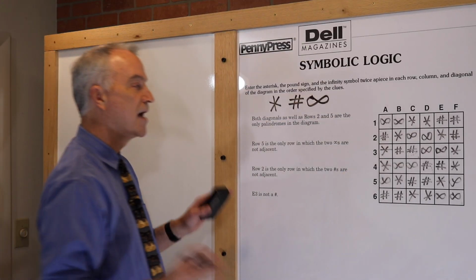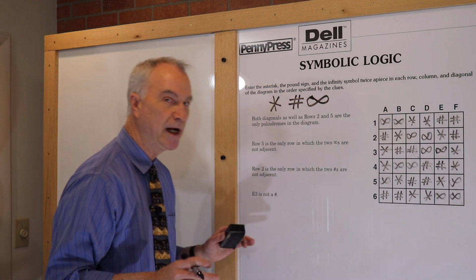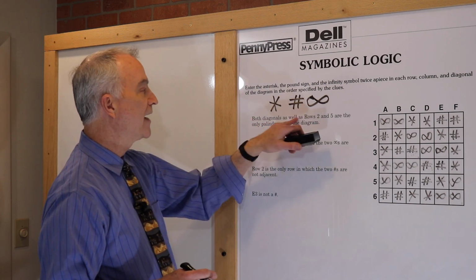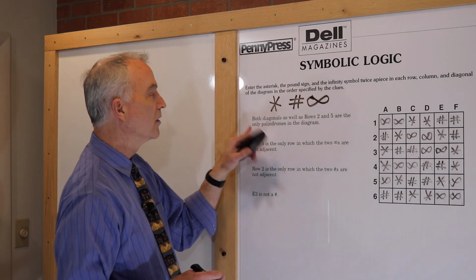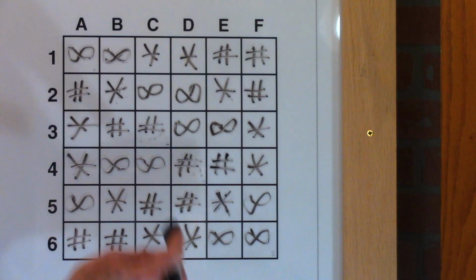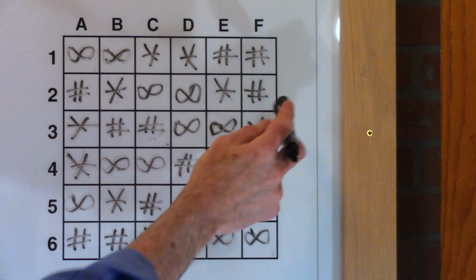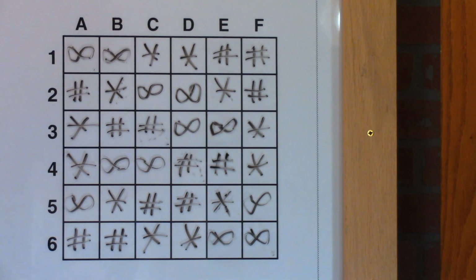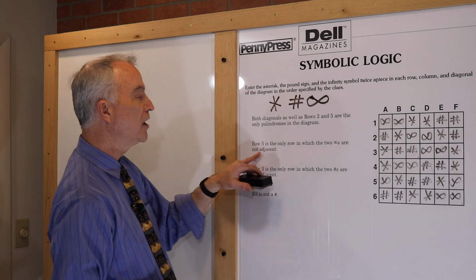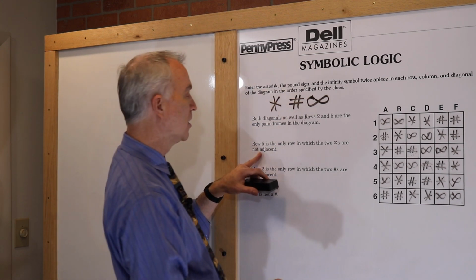Okay, now that we have all of the symbols placed, not a bad idea to go back through and reread the clues just to make sure that everything's right. Both diagonals, as well as rows 2 and 5, are the only palindromes on the grid. So let's see here. We did certainly satisfy the palindrome on both of the diagonals, and in rows 2 and 5. Row 5 is the only row in which the two infinity symbols are not adjacent, which means they must be adjacent in all of the remaining rows.